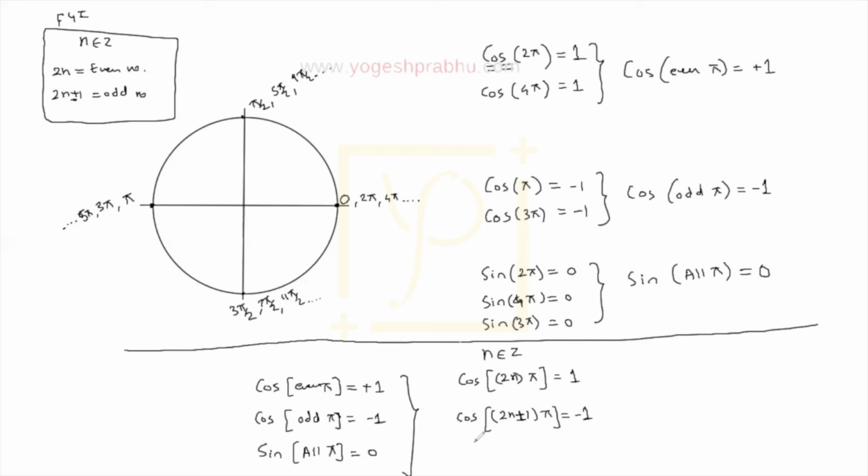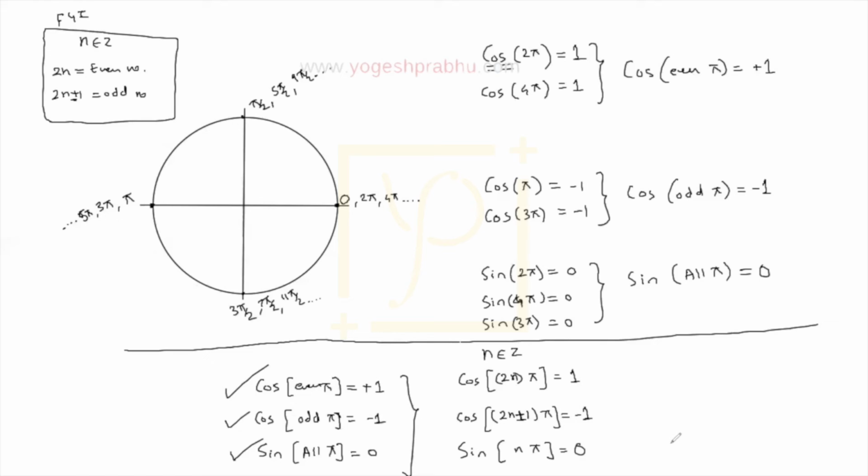And for sine, how will we write it? Sine of all pi, that is sine n pi, is equal to 0. It is very important. Let me repeat one last time: cos of even pi is 1, cos of odd number pi is minus 1, and sine of all pi is equal to 0. And this is the proper way of expressing that same result. From this diagram, I just showed you how it works, and this is what we got finally. So now this is the special attention to some of the standard angles that we have to deal with.